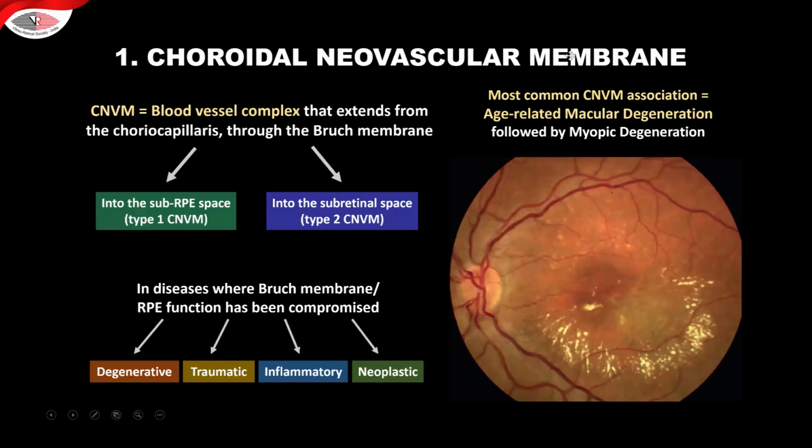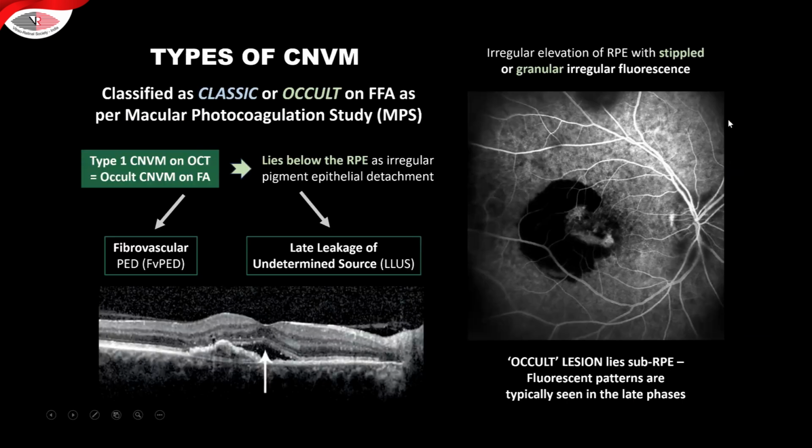Choroidal neovascular membrane is one of the most common entities that we look at with fluorescein angiography. CNVM is basically a neovascular complex that extends from the choriocapillaris and comes in through the Bruch's membrane into either the sub-RPE space, and we call it the type 1 CNVM, or it comes into the subretinal space and we call it the type 2 CNVM. In diseases where Bruch's membrane RPE function has been compromised, the common causes are degenerative, traumatic, inflammatory, or neoplastic. The most common association is age-related macular degeneration or myopic degeneration.